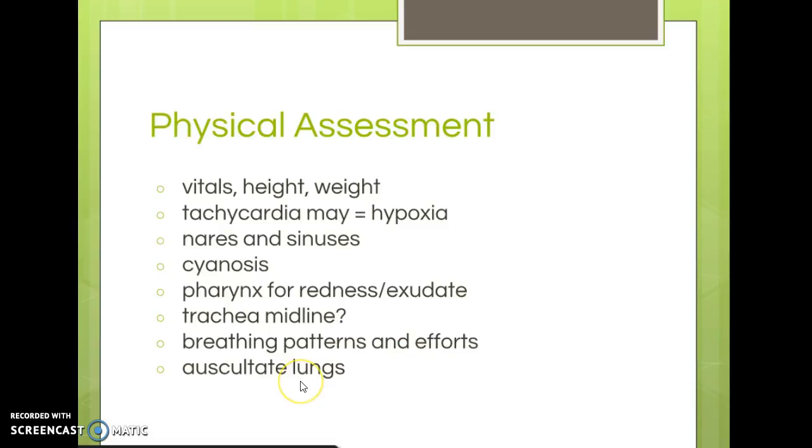And then finally, we're going to auscultate the lungs. And I know students hate this, and it just takes practice. And the more normal lung sounds that you hear, the better you'll be able to notice when somebody has abnormal lung sounds. If you look in your textbook on page 562, it will show you all the places that we should be auscultating the lungs and the different sounds that we might hear.